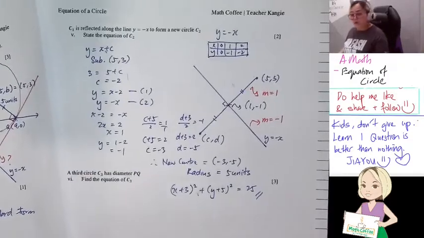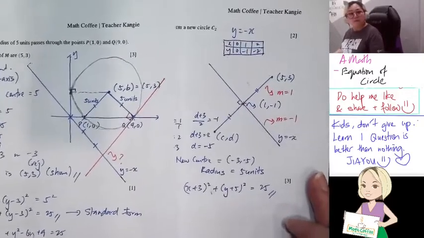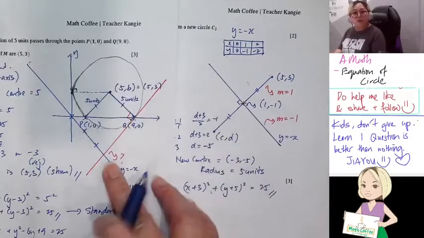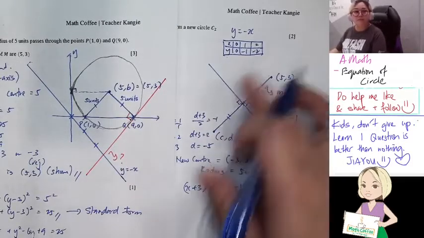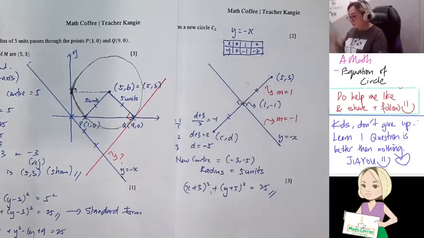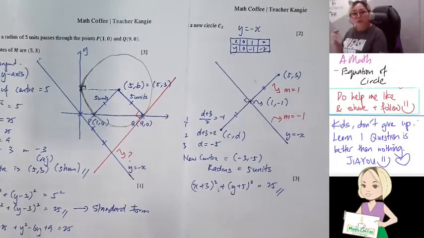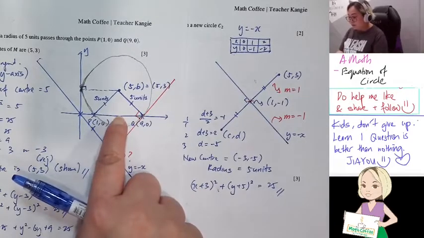Which diagram you want? You want this diagram or you want this diagram? I put side by side. This was the original one whereby I draw the circle. This diagram is how I do the reflection. Okay, so the third circle that they asked for, PQ is the diameter, so I need to find the midpoint.